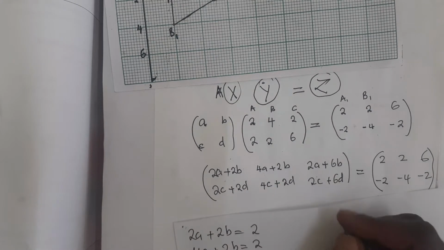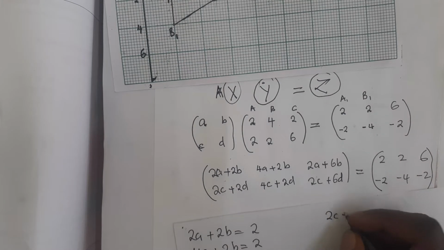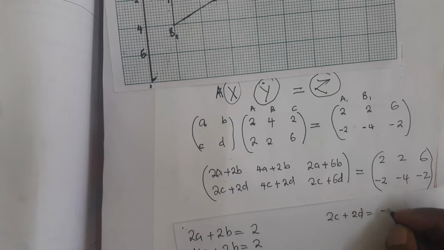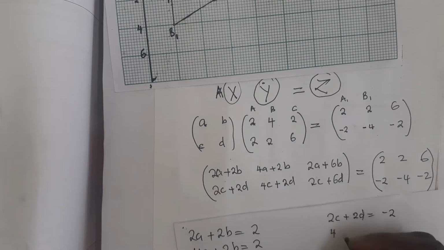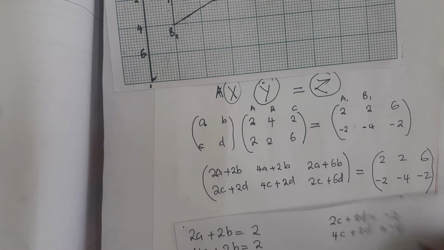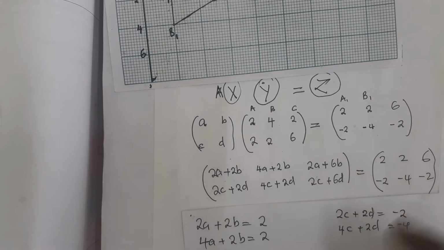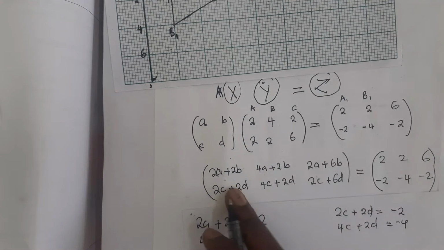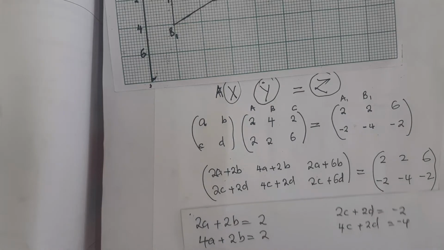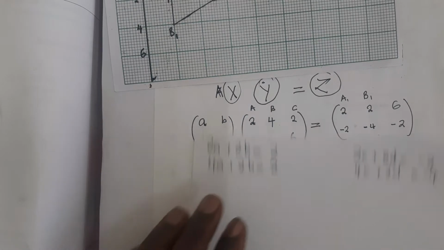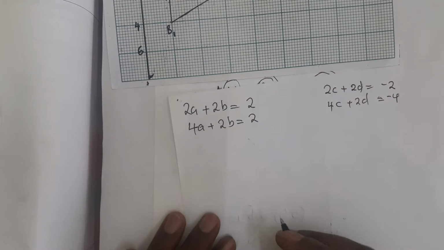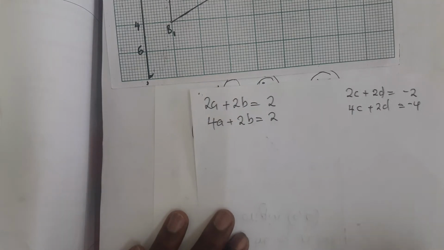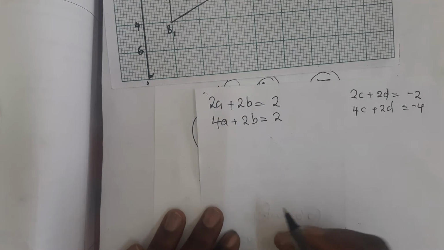So we know that 2C plus 2D is equal to 2. Then 4C plus 2D is equal to negative 4. If you want, you can get any two pairs here, either this one and this one. You should be able to get the same things. So we need to solve these two simultaneously, and now it's the question of how do we solve simultaneous equations.